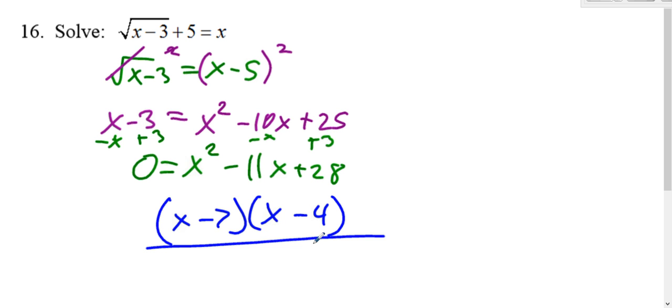Now we tee it up. Two answers, x equals 7, x equals 4. Be sure to go back and check for extraneous solutions.